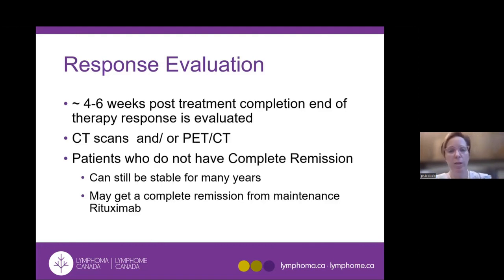So response evaluation. So after you do have treatment in follicular lymphoma, most patients should have repeated imaging, usually with CT and or PET scan to assess response. Not everyone will have a complete remission, although many patients will. Even partial remissions can be stable for many years, although patients may need more imaging if they do have partial remission to ensure stability. Patients who have a partial remission may convert to a complete remission during the maintenance rituximab phase of therapy.